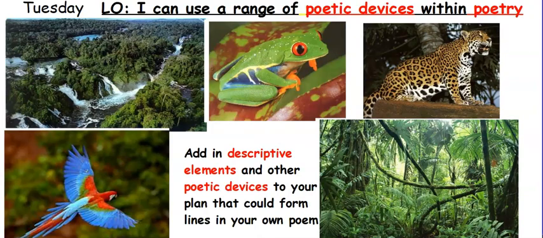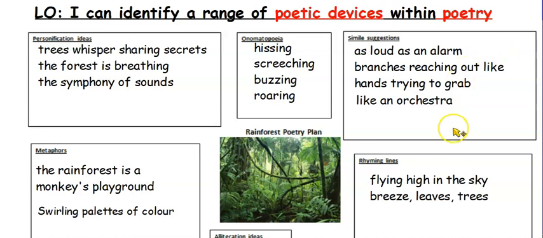So here's some images to help you come up with some of your own descriptive elements and other poetic devices to start forming your plan and forming your ideas that might become part of your own poem. This is the planning sheet. I've popped some things in there already for you. These are some of my ideas, but also some of the things that I've heard before, like swirling palettes of colour, some of those words from the onomatopoeia, but there were loads in the other poem that we just read. So use those on the Google Drive to magpie and collect ideas together, ones that you most like, that you might want to use in your own poem.